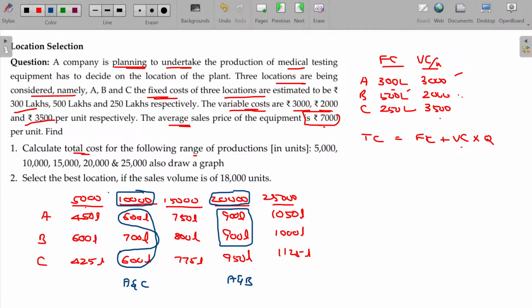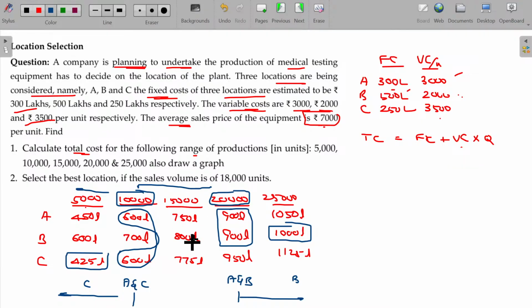Now, if your sales is less than 10,000, what happens? At 5,000, which is chosen? C is chosen. If you go beyond 25,000, which is the cheapest one? B is chosen. So if the sales is less than 10,000 units, C is chosen. Exactly 10,000, A or C is chosen. Exactly 20,000, A or B is chosen. If the demand is more than that, B is chosen. But if it is anywhere between 10,000 and 20,000, then among the three, the least is A. Here A is chosen.